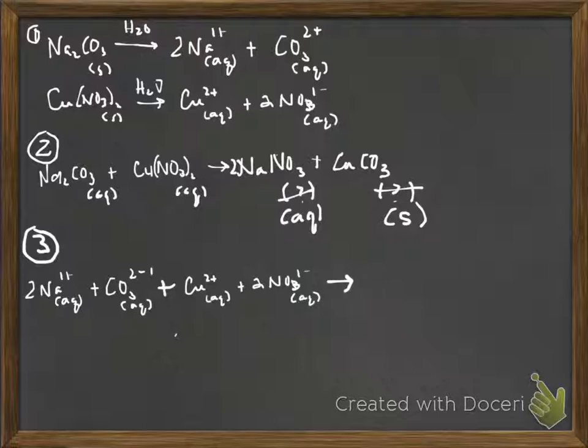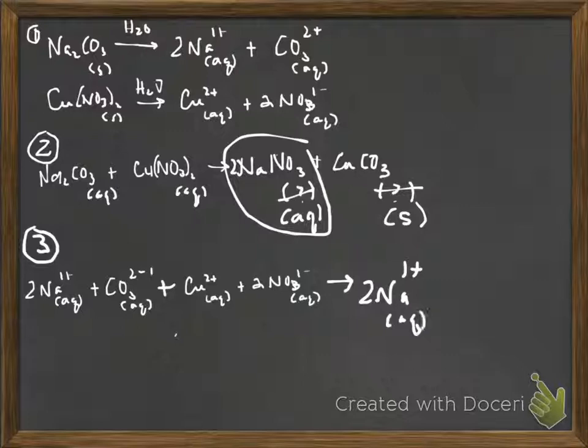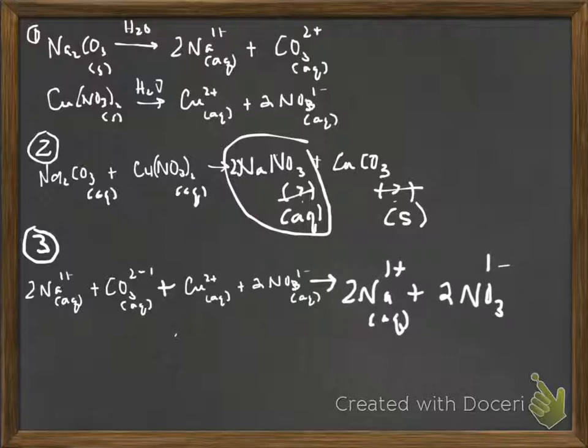Okay, for our products, for anything that's still left in aqueous solution, guess what form those products are in? There's still ions floating around. So our sodium, we still have 2 moles of sodium 1 plus in aqueous solution. And we still have 2 moles of nitrate ions in aqueous solution. But the calcium, was it calcium or was it copper? It was copper. I'm sorry, I've been saying calcium.